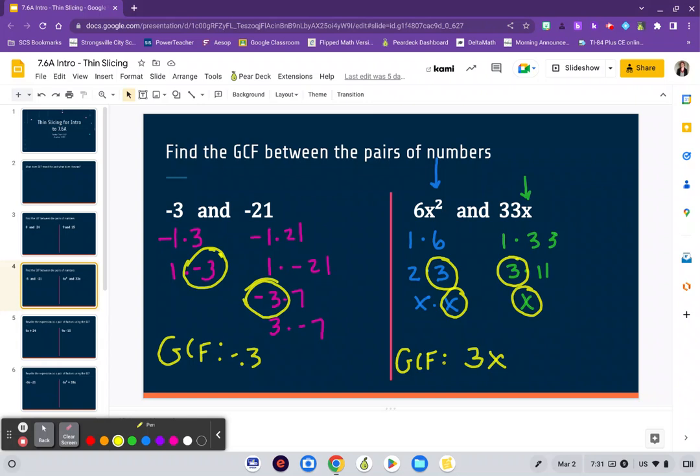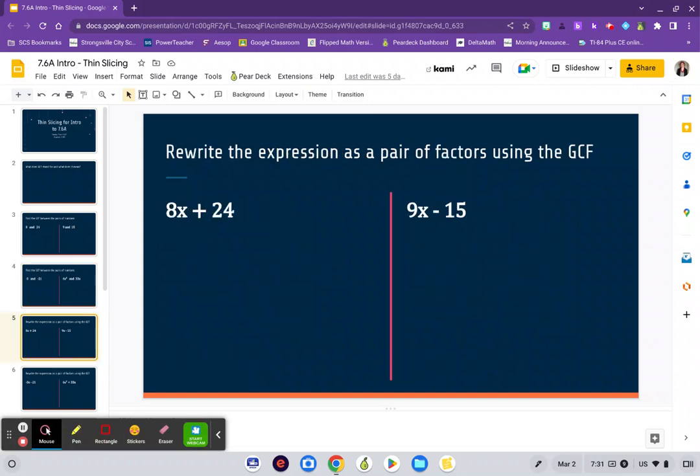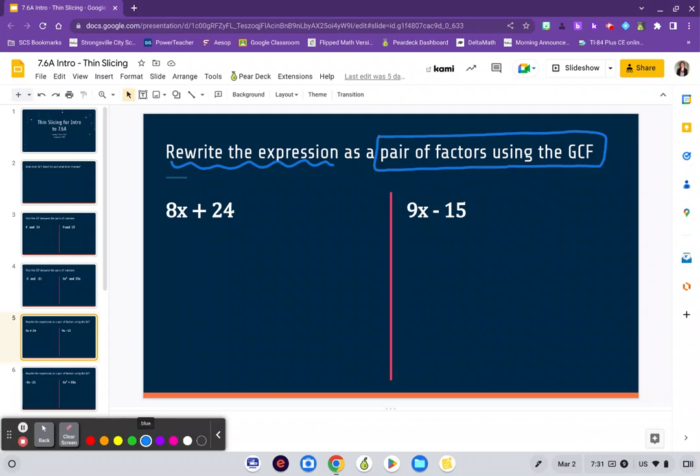All right, so let's bring this all together. I'm going to come back here to terms we've actually already dealt with. We've dealt with the 8 and the 24. But these directions say rewrite the expression as a pair of factors using that GCF. So this time we notice that I have this plus sign. It's not just 8 and 24, it's 8x plus 24. And so I want to take this expression and rewrite this as 2 items that are getting multiplied together. That would be equal to that 8x plus 24. Okay, and I want to use the GCF to do that.